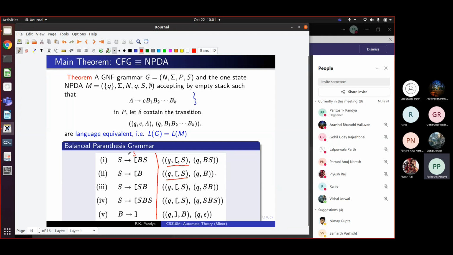So is the conversion of the Greibach normal form grammar to the push-down automaton clear? I have defined the rules of my automaton on the right-hand side of this line, one rule for one production of the grammar. This is how I convert the grammar to my push-down automaton. Okay?